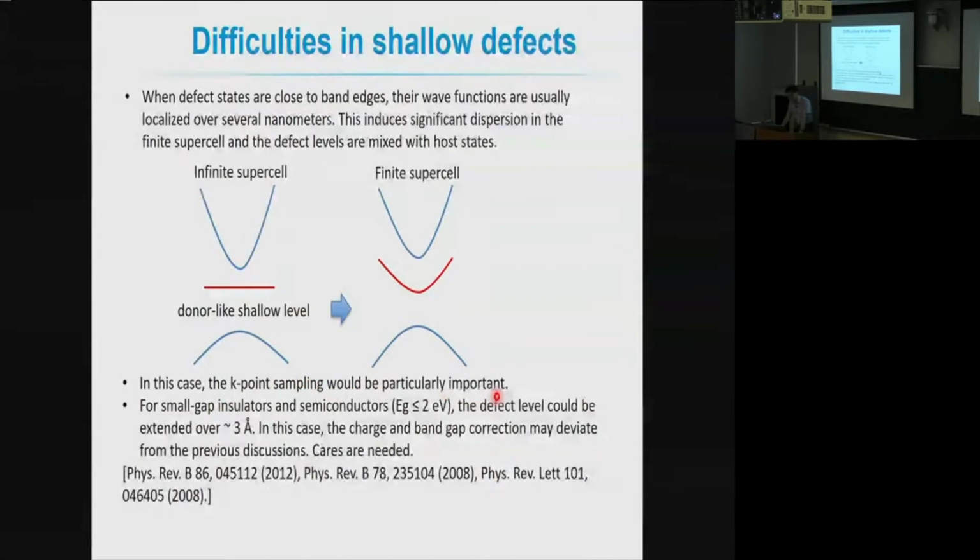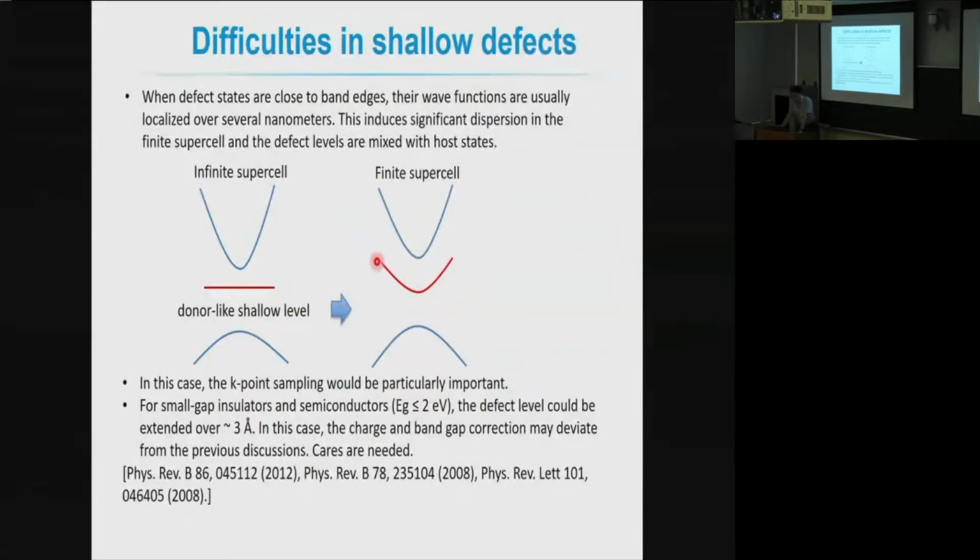I have had this problem many times when calculating very highly dispersive oxide materials like indium oxide. In that case, unless you have a really, really huge supercell, the defect level is very dispersive. For example, if you sample the gamma point, where you have the lower energy, then you get a very small defect formation energy, and it gives you lots of artifacts. The defect is very easily formed, and the simulations become quite weird.